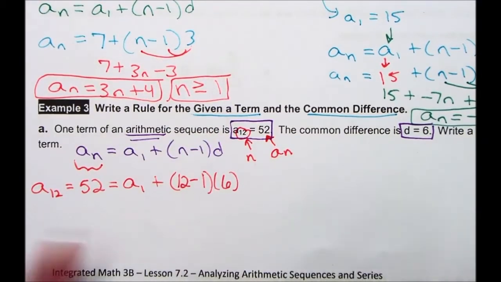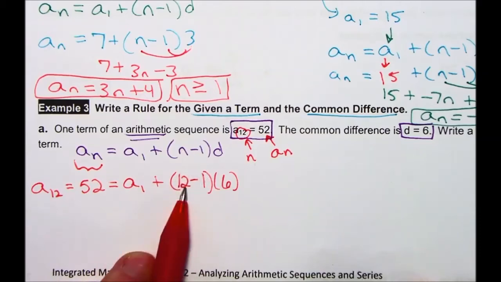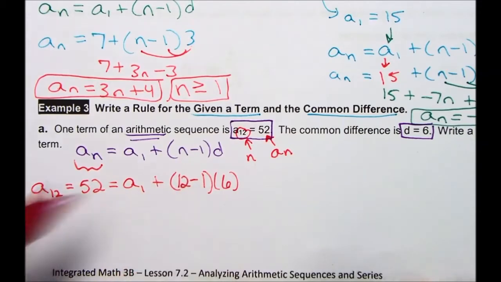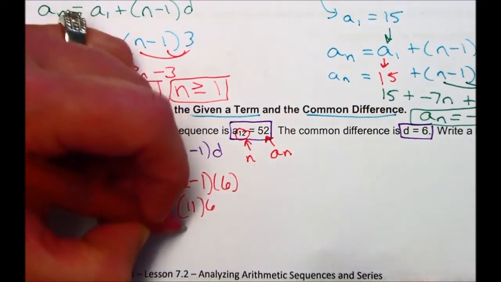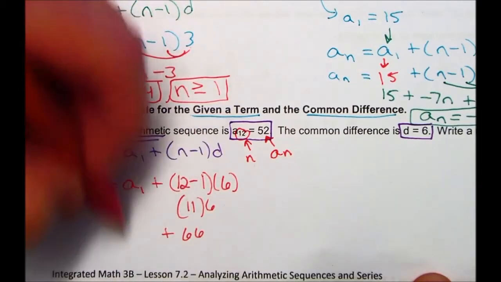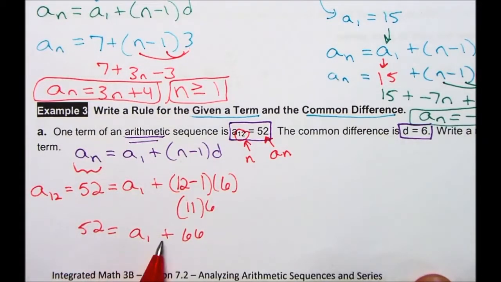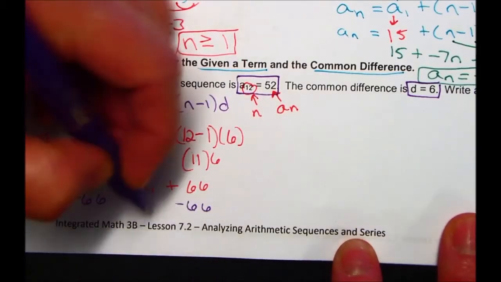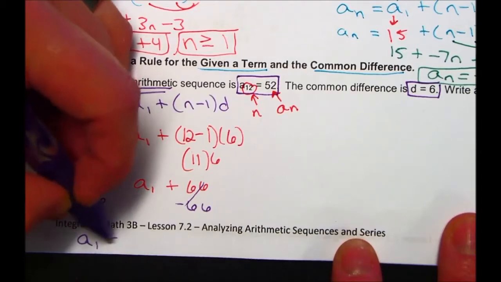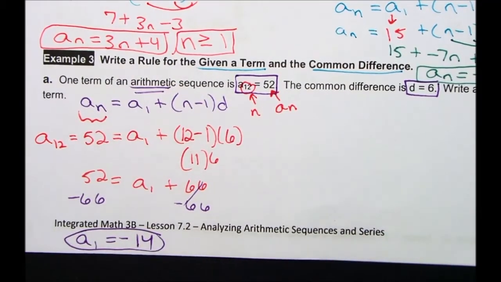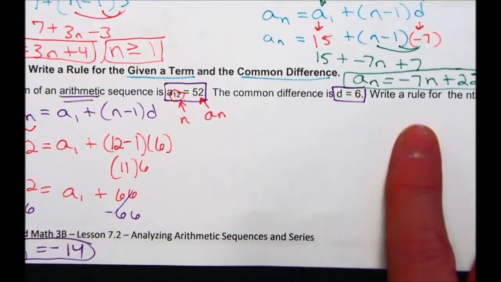Now, because you know what these two numbers are, you do not need to distribute. You can just simplify what's in the parentheses. 12 minus 1 is 11, times your 6 is 66. So then bringing this down, I get 52 equals a sub 1 plus 66, and then subtract to find your a sub 1. So our a sub 1 then is going to equal negative 14. Okay, well, what can we do with it now? Are we done? No, we have to write the rule for the nth term.